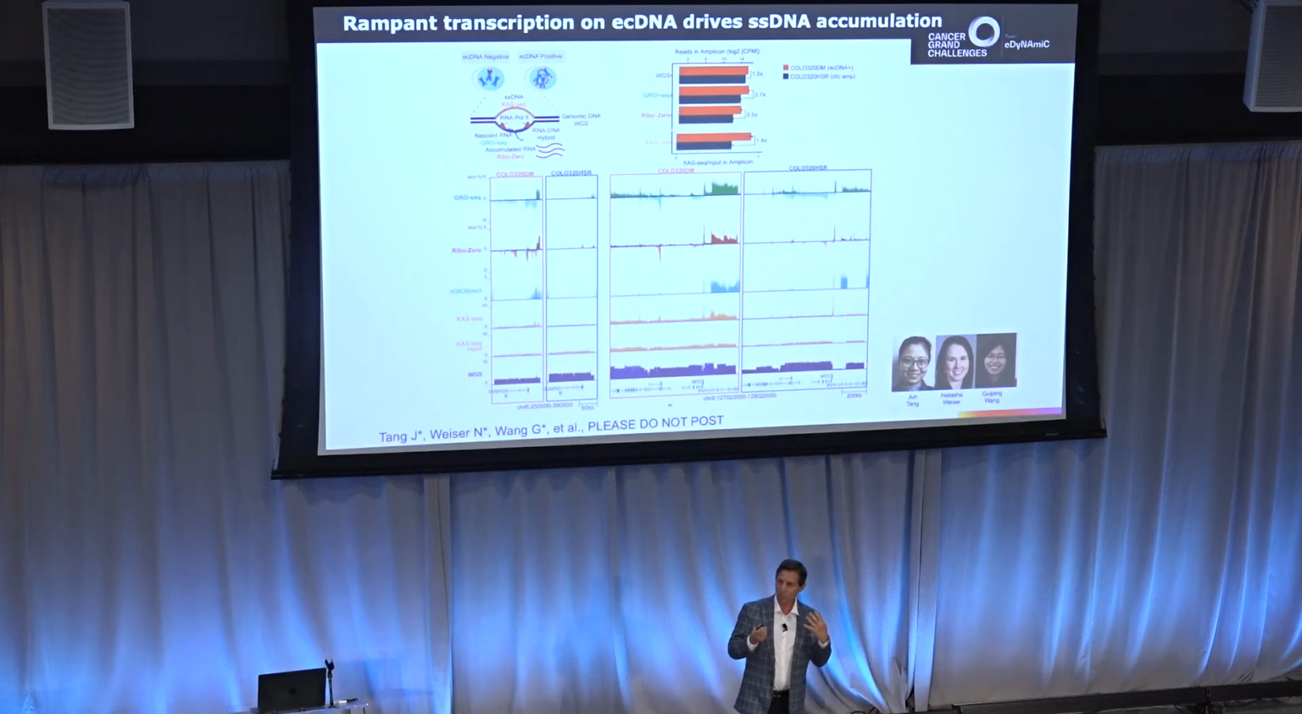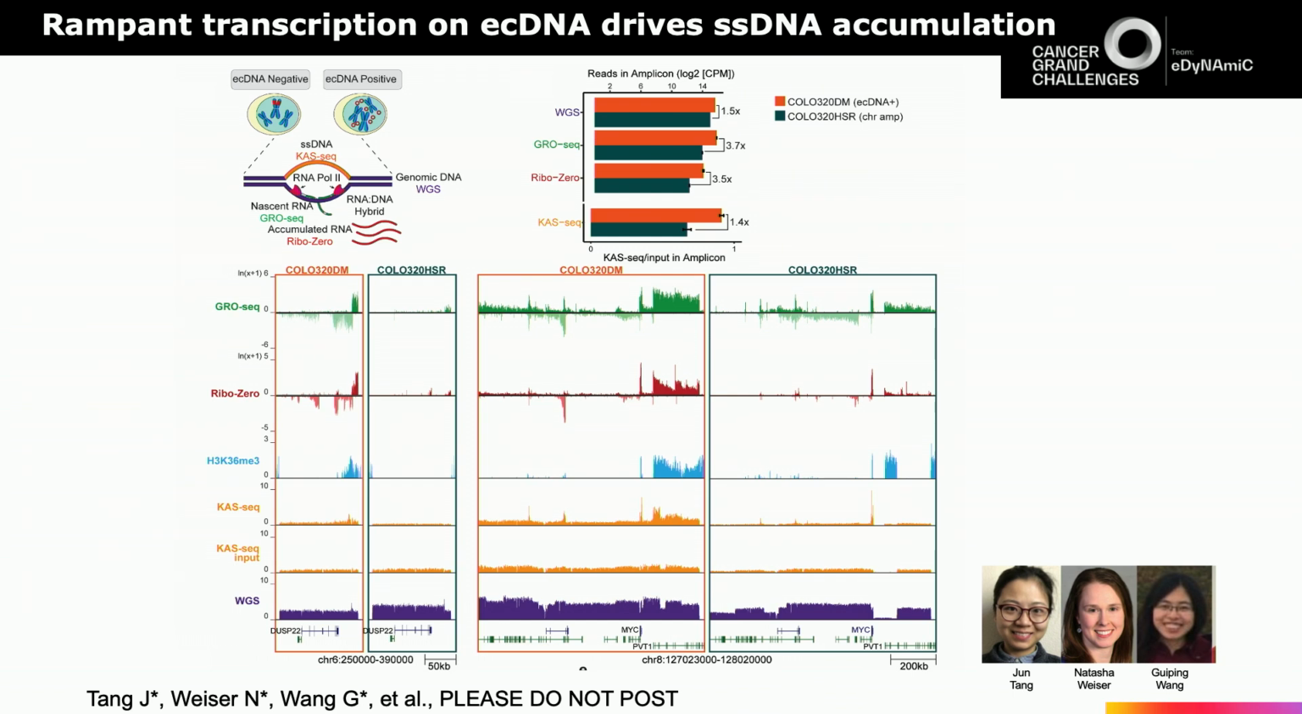And what we did was we wanted to ask, what is the impact of this kind of rapid transcription? So we did a number of things. We did GRO-seq, RiboZero, and Cas-seq. Cas-seq is a way to look at single-stranded regions of DNA. And what you can appreciate, first of all, on the right, is there's a ton of this transcription, a ton of nascent RNA, and a ton of single-stranded DNA that's on these extrachromosomal DNA particles. And again, I should mention, this is using the COLO 320 system that's got MYC highly amplified in extrachromosomal DNA with an isogenic version in which it's jumped off onto chromosomes, HSRs, or homogeneously staining regions.